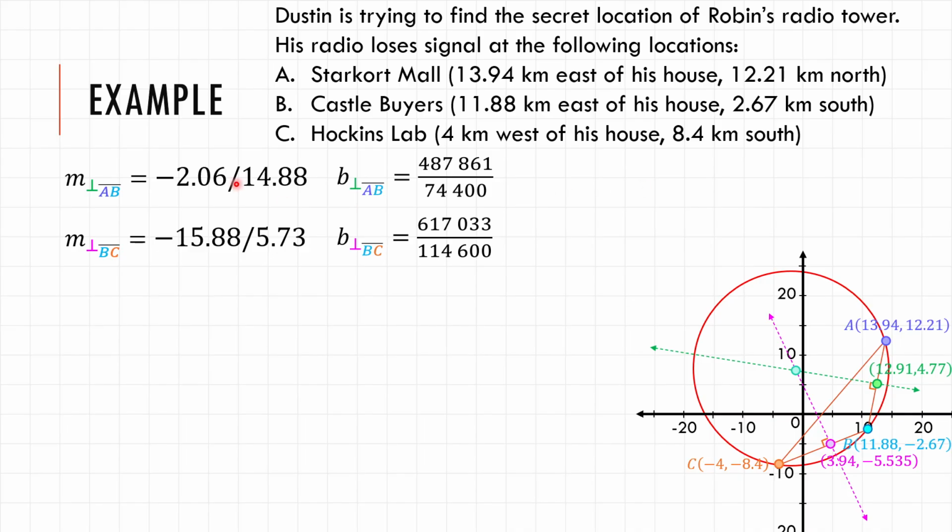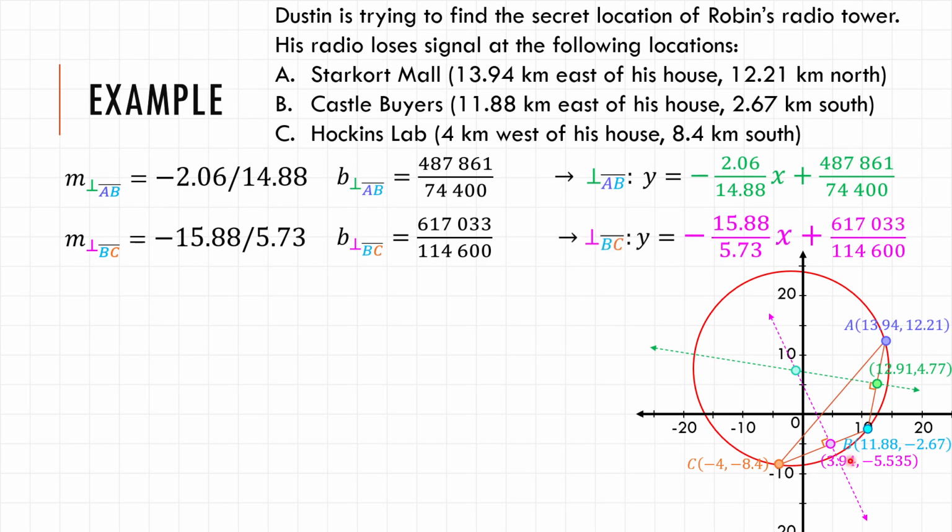So now we've got the slopes and the y-intercepts of both right bisectors of the chords, which means that we can turn these into the actual equations of those right bisectors. So here we have the right bisector between A and B, and here we have the right bisector of B and C. Looking at our diagram, we can see that they both intersect at only one point, right over here. And if both right bisectors of chords must go through the center of the circle, well, the only point that they have in common must be the center of the circle.